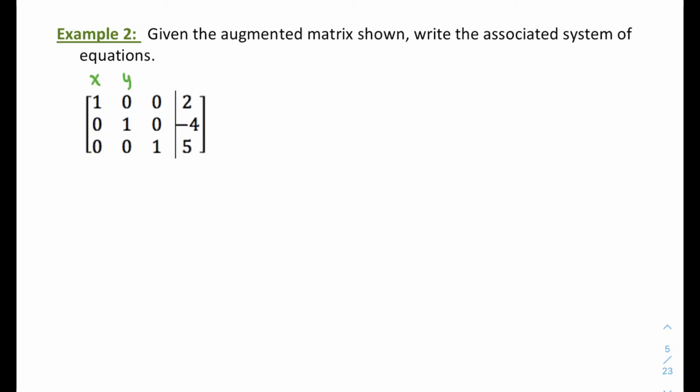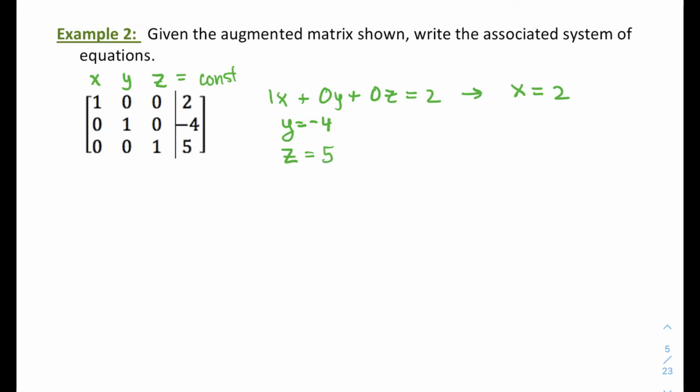If you look at the second example, we're going to turn it back into the equations that it represents. So the first row says that we have 1x plus 0y plus 0z equals 2, or just x equals 2. My middle row corresponds to y equals -4, and my bottom row to z equals 5.